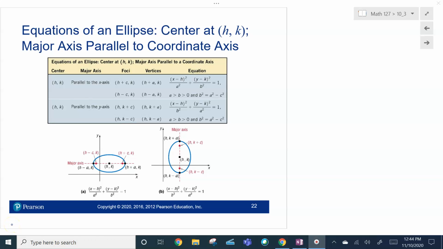Alright, welcome back to your favorite trigonometry class. We're going to now look at ellipses that are not centered at the origin. Instead, the center's at (h, k).